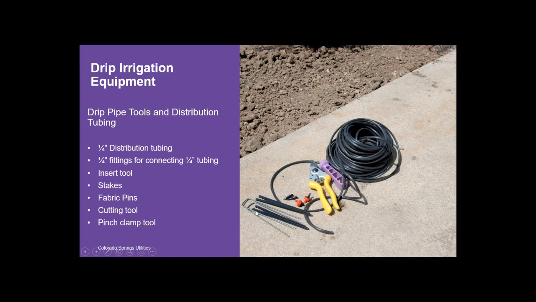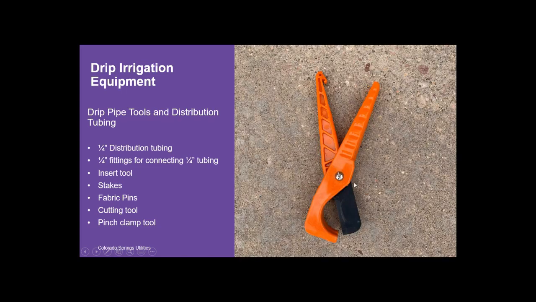We can use those sod staples or these stakes to keep in place, or the fabric pins. We have the cutting tool. So this is a poly pipe cutting tool that can cut anywhere from 1 inch all the way down to a 1/4-inch poly pipe. So this will cut that pipe.